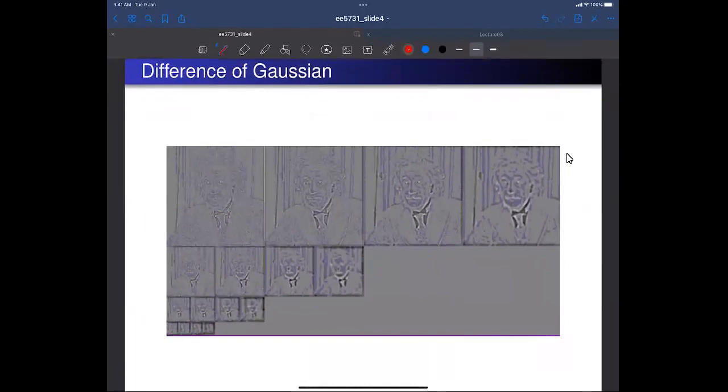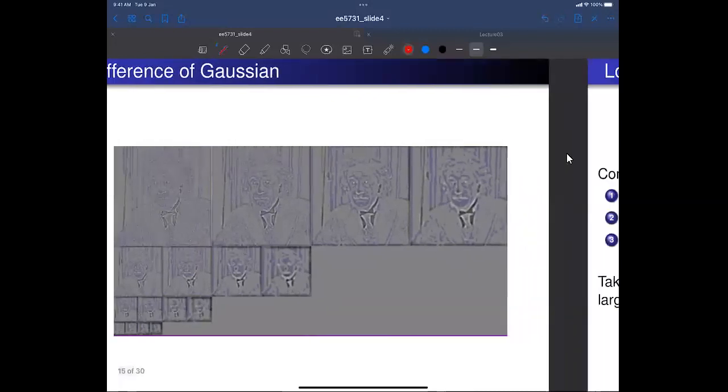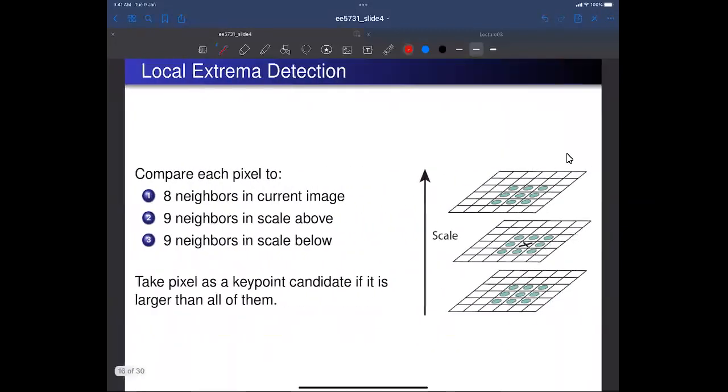Right. But remember that SIFT doesn't care about edges. SIFT is much more into points. It tries to find key points, and edges are not key points. Right. So the next operation, after we have the DOG, is called local extrema detection.